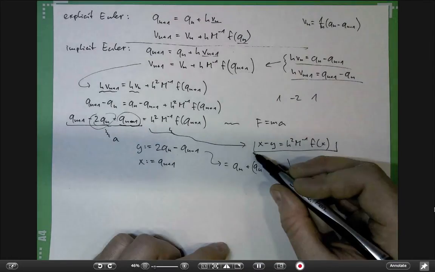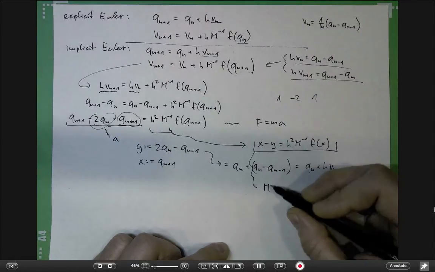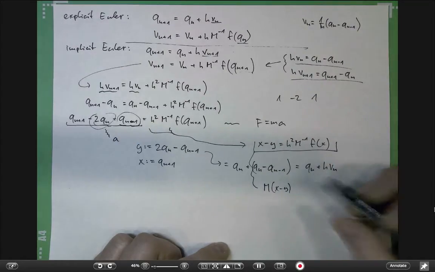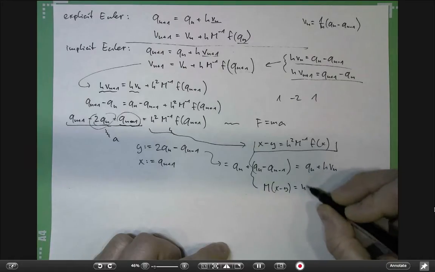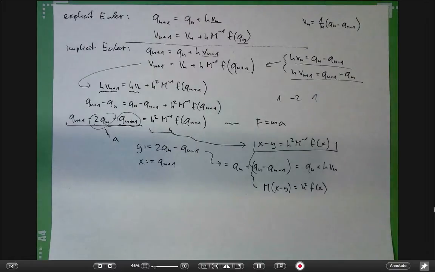So I can make another very innocent modification. I can just multiply with m and put it in this form, x minus y equals h squared f of x, right? That doesn't change a whole lot. Again, both sides are 3m vectors. So this problem means solving a system of 3m nonlinear equations. Why are they nonlinear? If they were linear, you would just call your favorite linear solver, right? And you'd be done. But they are not linear.